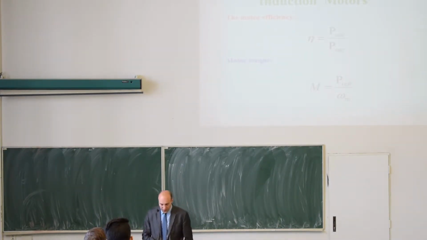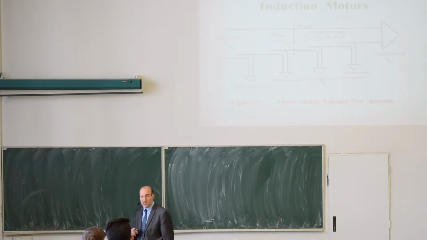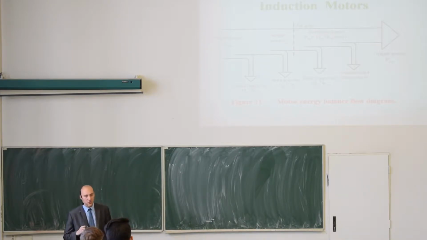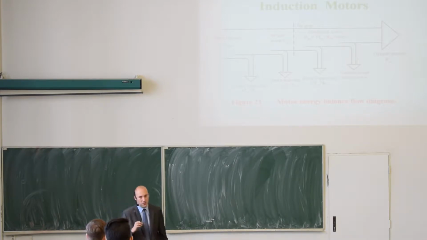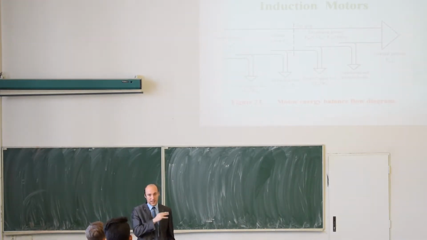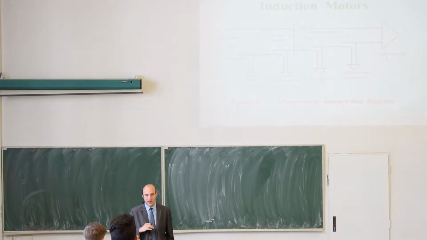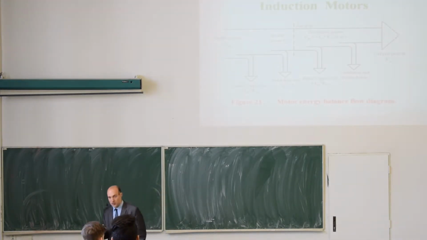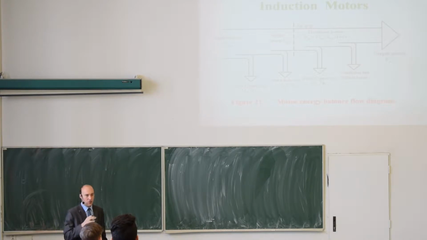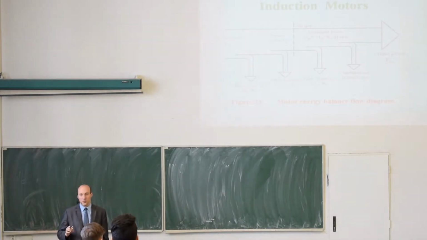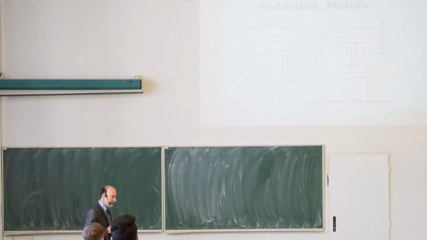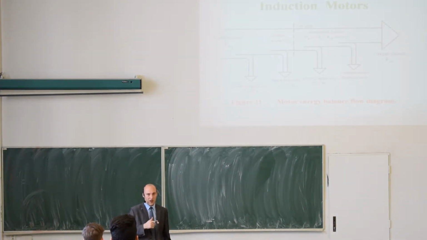The efficiency of an induction motor is definitely smaller than the efficiency of transformers. Because in transformers, if you remember transformers and their equivalent circuit diagram, we had exactly the same equivalent circuit diagram. So we had the same types of losses in the transformer and in the induction motor. Both devices will have stator and rotor losses. That's for the induction motor.